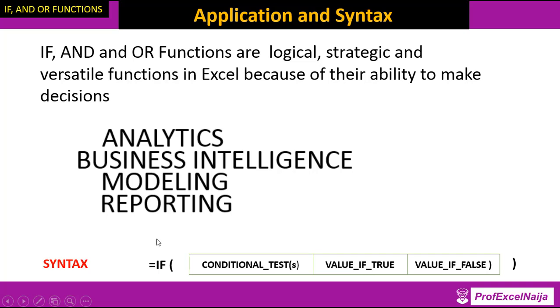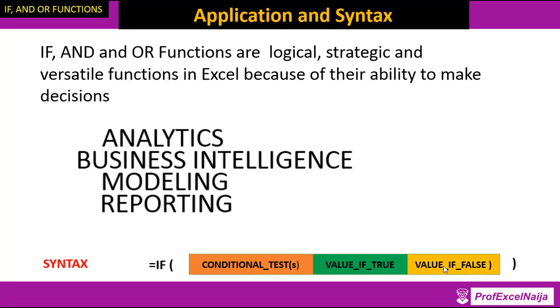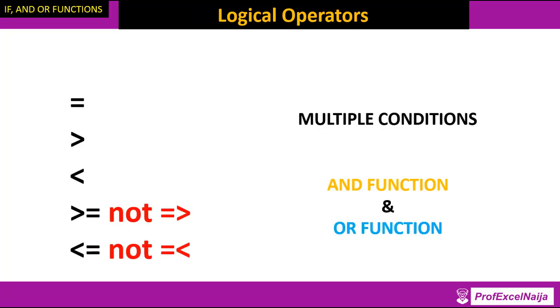Like every function, it starts with an equal sign and has arguments. Let's look at the first argument. These are the logical tests. There could be more than one. Then if the resultant value gives you a true value, what would it do? And if the value gives you a false value, what would it do? And let's look at the operators.